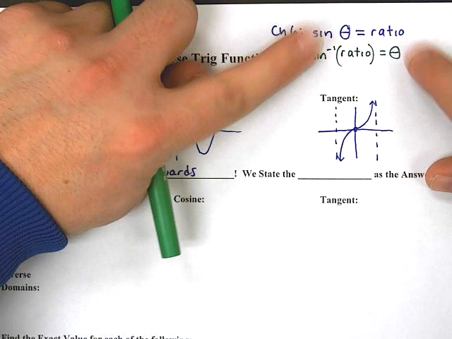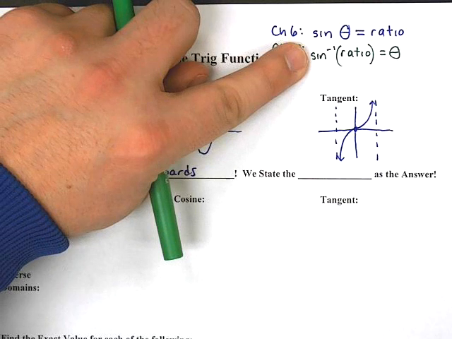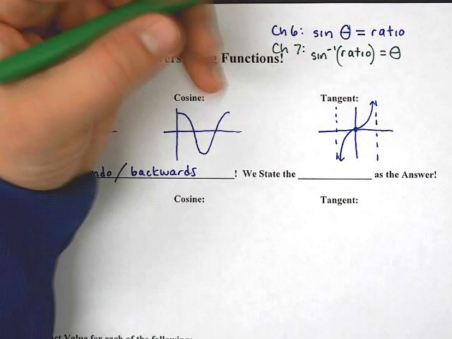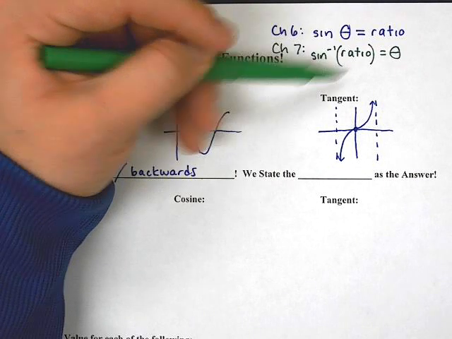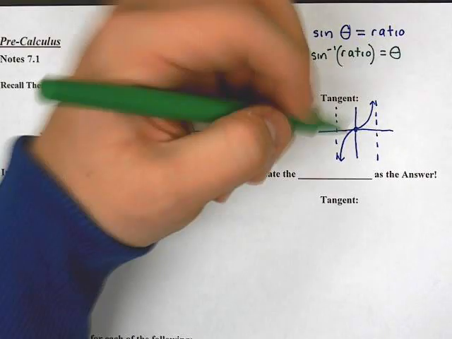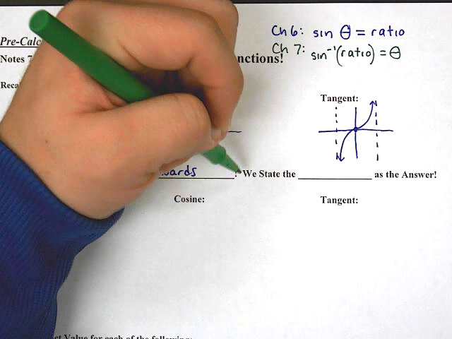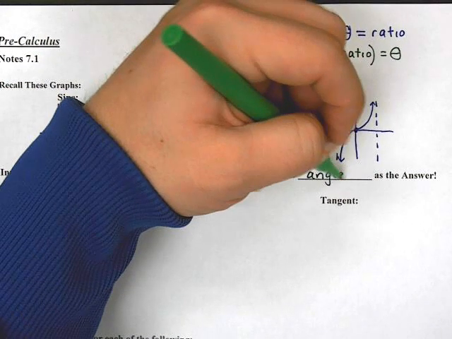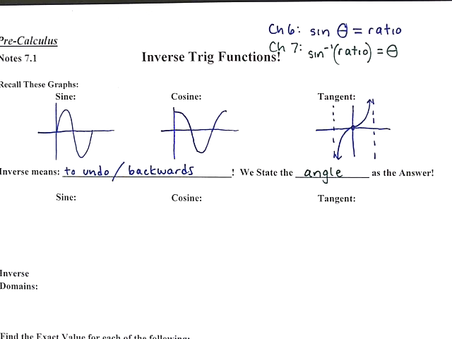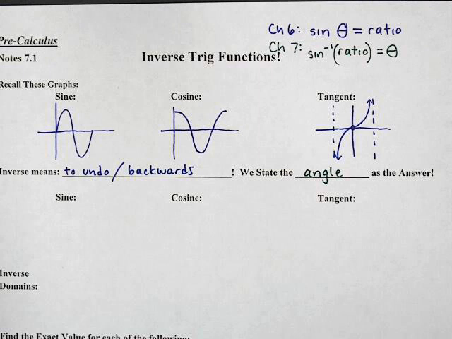This is the same thing as this. It's just written differently, and it depends on what you're given. If I give you an angle, then you take the sine to get the ratio. If I give you a ratio, you take the inverse sine to get the angle. So we know that when we use inverse, the angle is the answer.